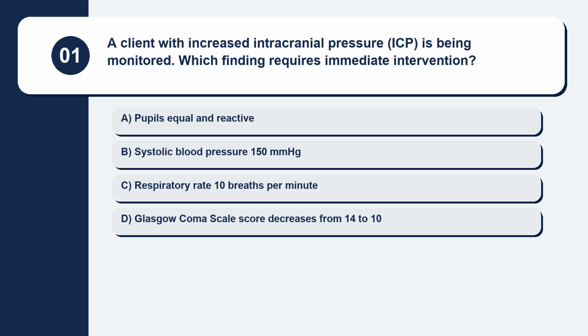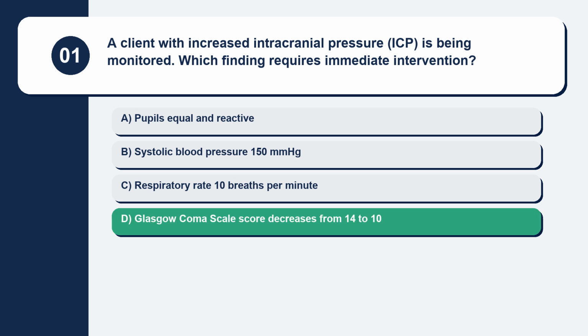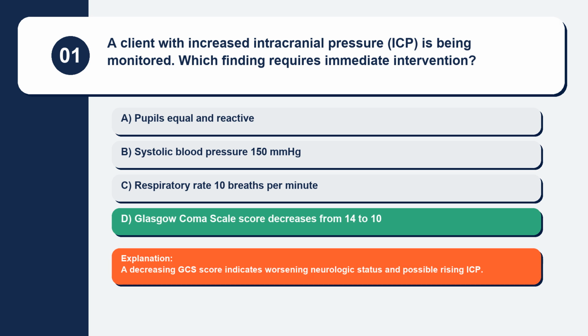Question 1. A client with increased intracranial pressure, ICP, is being monitored. Which finding requires immediate intervention? Pupils equal and reactive. Systolic blood pressure 150 mm of mercury. Respiratory rate 10 breaths per minute. Glasgow Coma Scale score decreases from 14 to 10. A decreasing GCS score indicates worsening neurologic status and possible rising ICP.